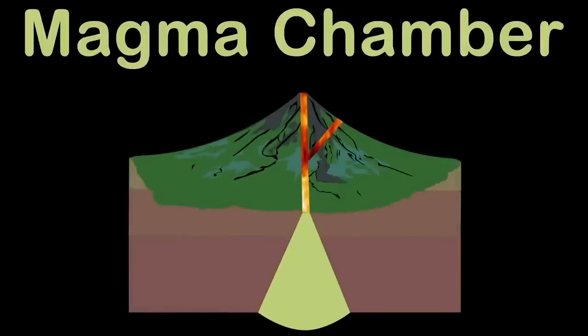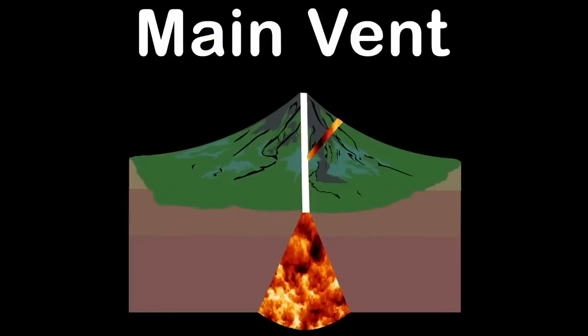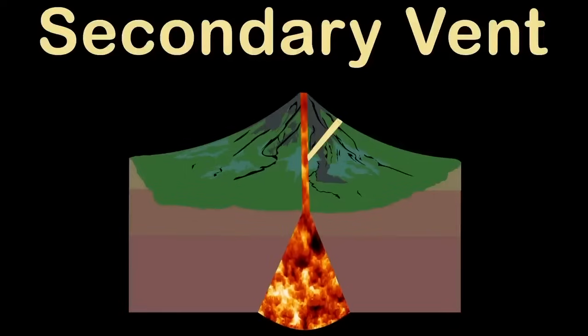This here's the magma chamber. It's a large pool of liquid rock which lies beneath the surface of the earth, where pressure builds when it is blocked. The main vent is the main outlet for the magma to escape. Secondary vents are smaller outlets for the magma to release and change landscapes.